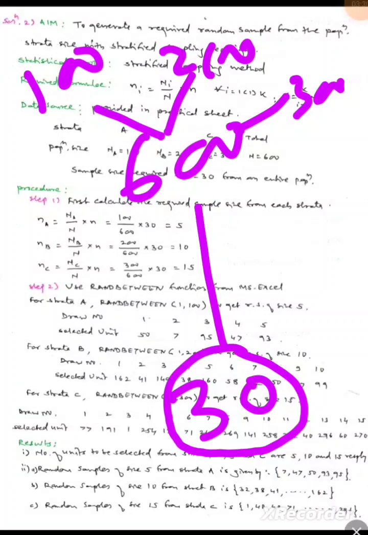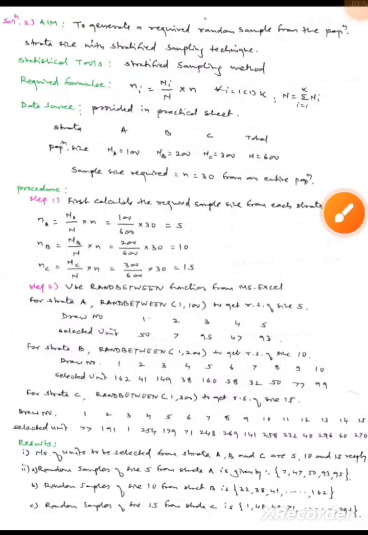So what is the composition of this 600? 600 is divided into three: one is 100, the second one is 200 and the third one is 300. Now the question is, I want to take a sample of size 30, but how many should be included from strata A? How many should be included from B? And how many should be included from C? So we need to take proportions from these three strata A, B and C according to their population size. How to do that?